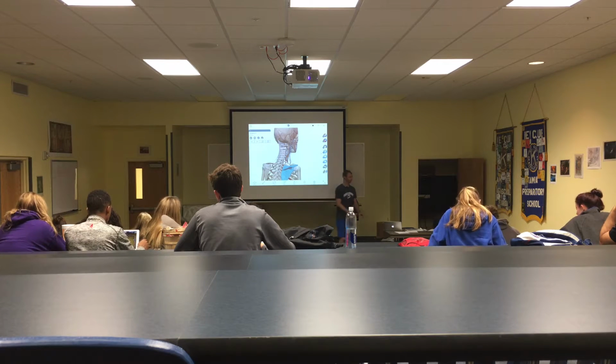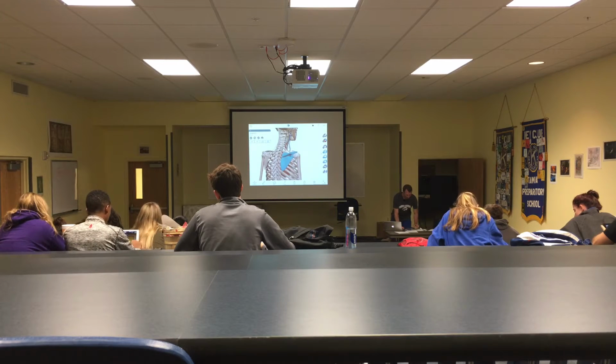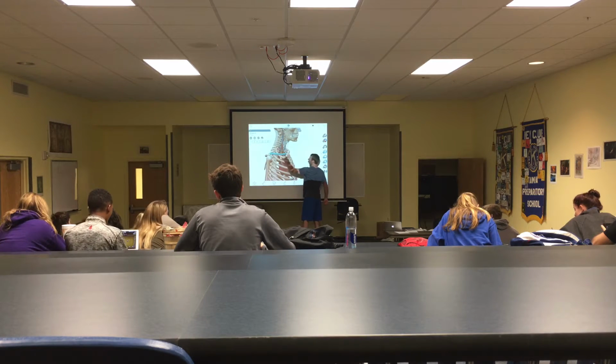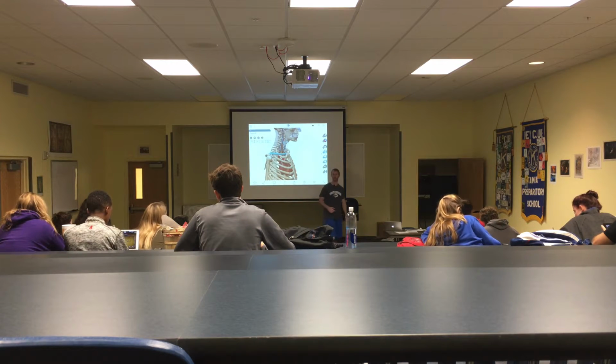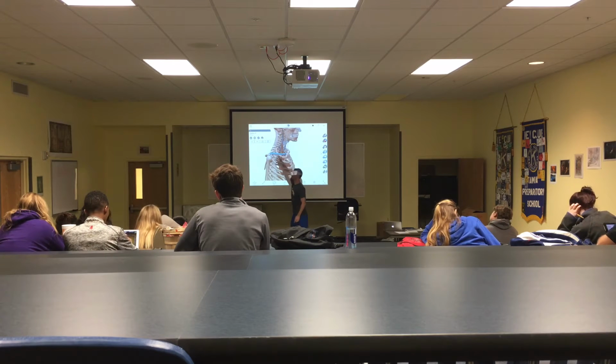I'll move it up. Wait, is the clavicle like a part of the rib? It's not. It's not a rib. It's above the rib. So this is the first rib right here. It goes right above that, the clavicle. So it kind of looks like a rib. It just doesn't attach on the spine. It originates from the front versus the back of the spine.